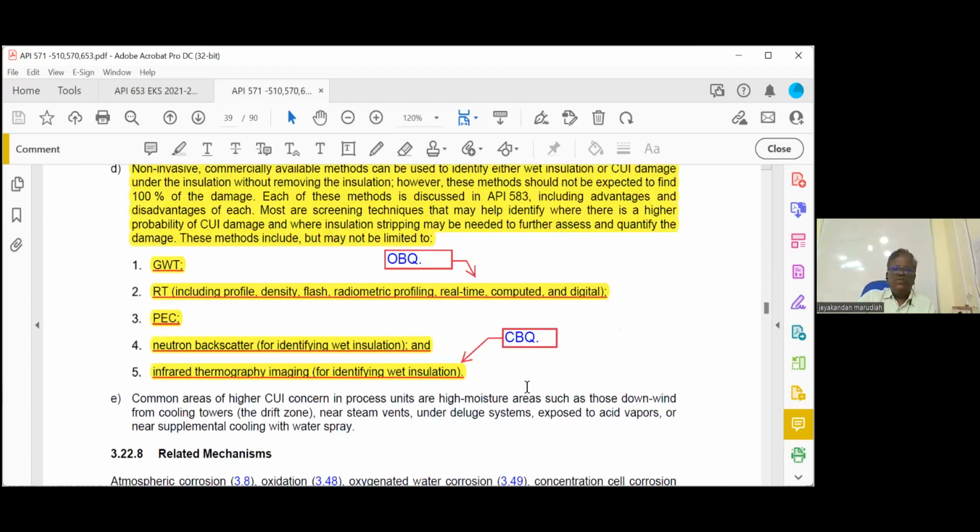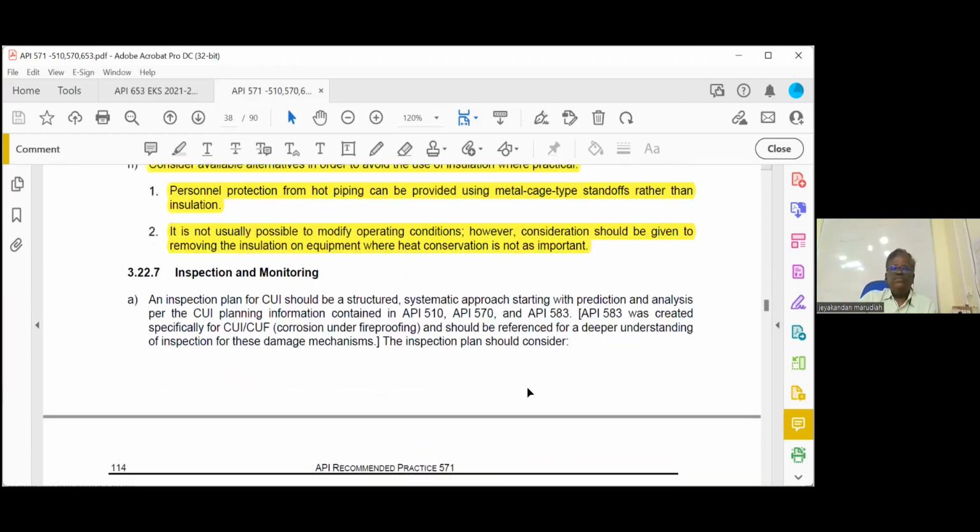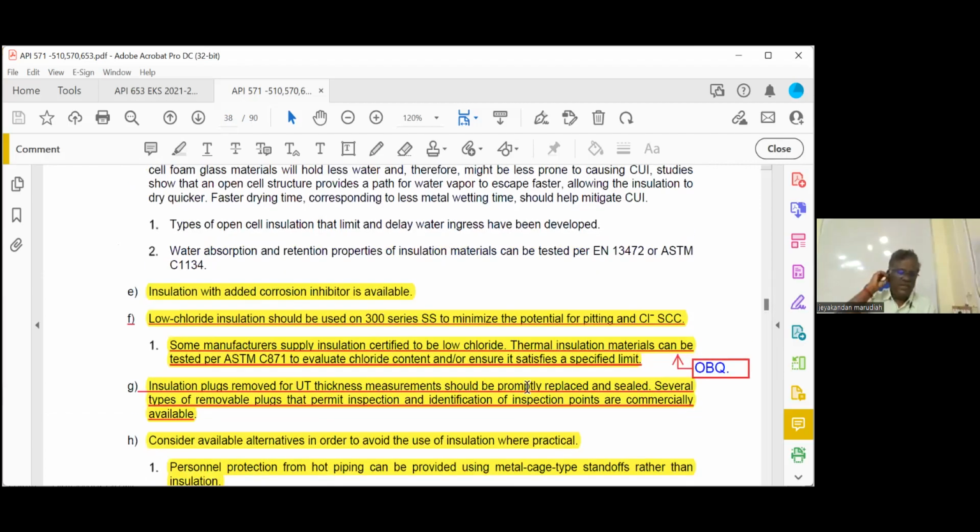So how many questions? 1, 2. Sir, what do you mean by GWT? Guided wave testing. That is called long range ultrasonic testing.